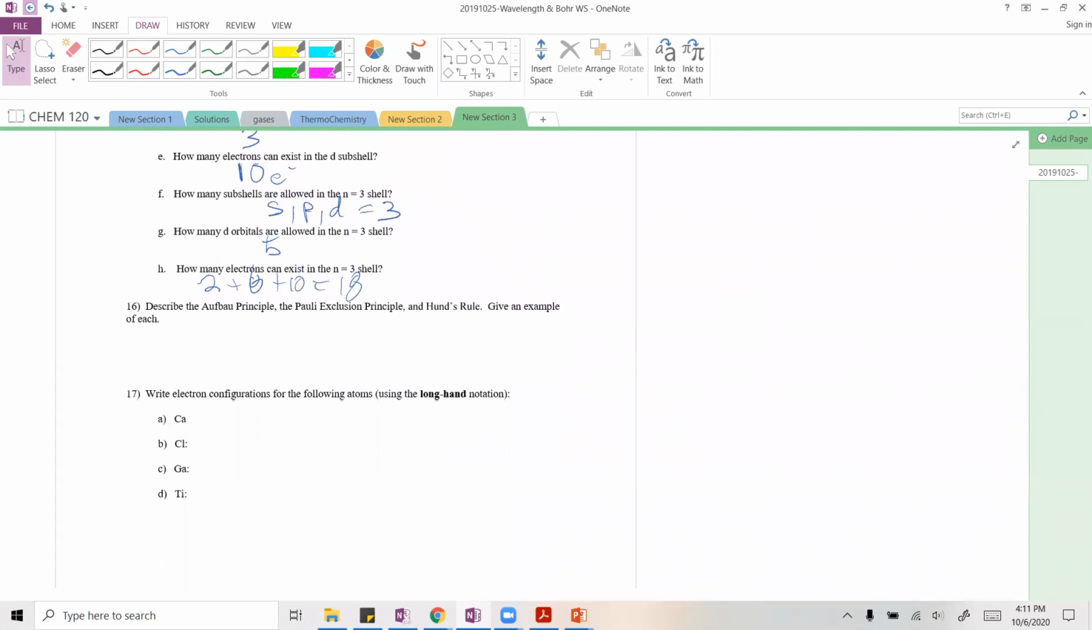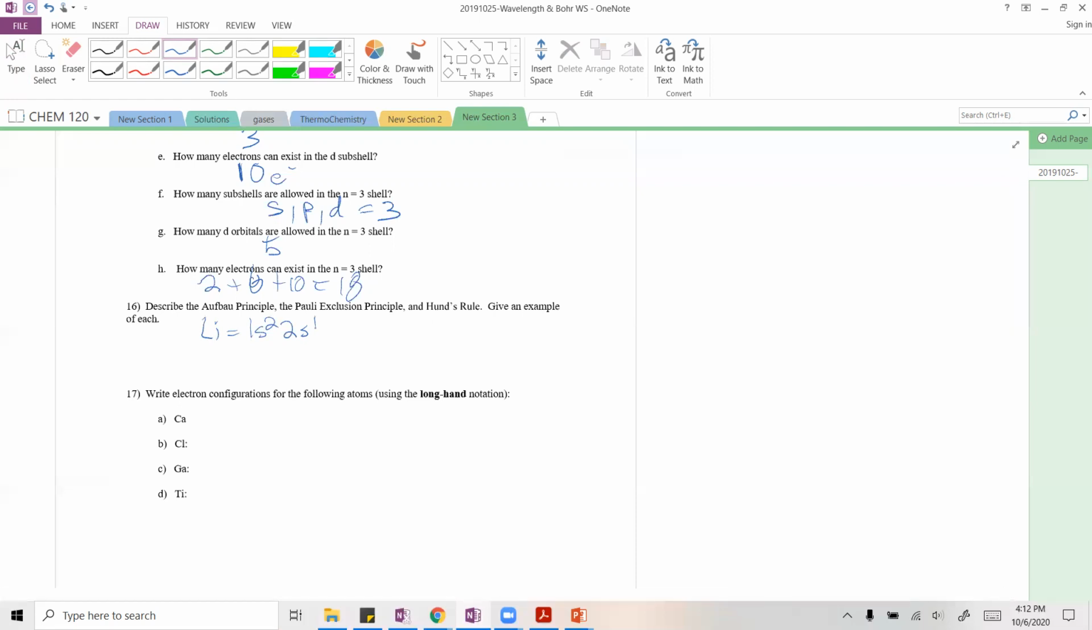Now, looking at these principles. The Aufbau principle is that electrons are placed in orbitals of increasing energy. That means when we fill in our electrons, we need to start from the bottom and work our way on up. An example of that would be lithium, which starts off with 2 electrons in 1s2, and then it moves up into 2s1 as it fills that in.